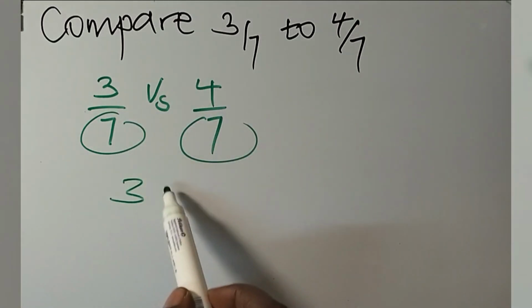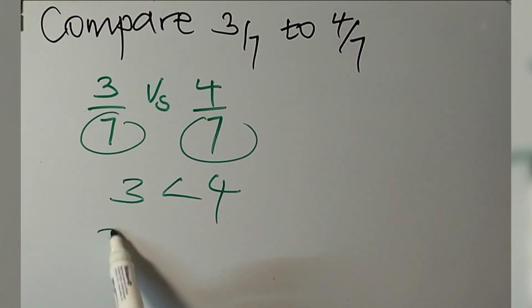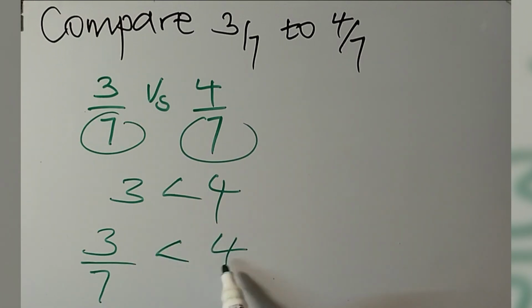3 is less than 4. So since 3 is less than 4, 3 over 7 is less than 4 over 7.